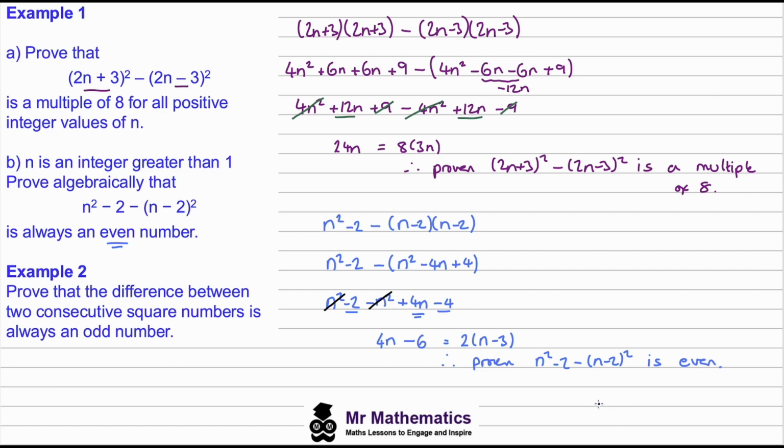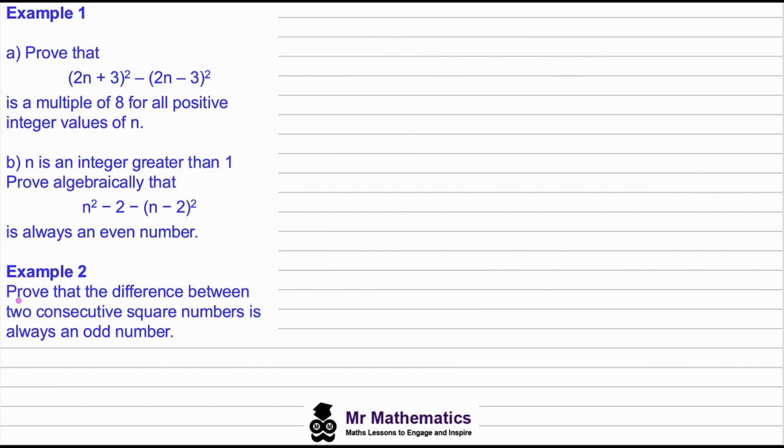Okay, let's try example 2. So we've been asked to prove that the difference, and this word difference is important, between two consecutive square numbers is always odd.